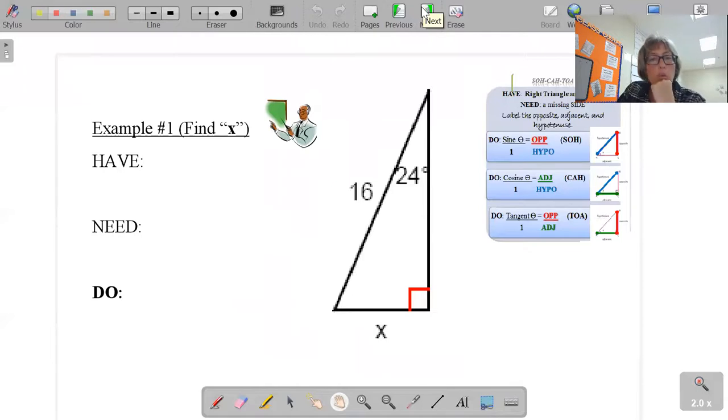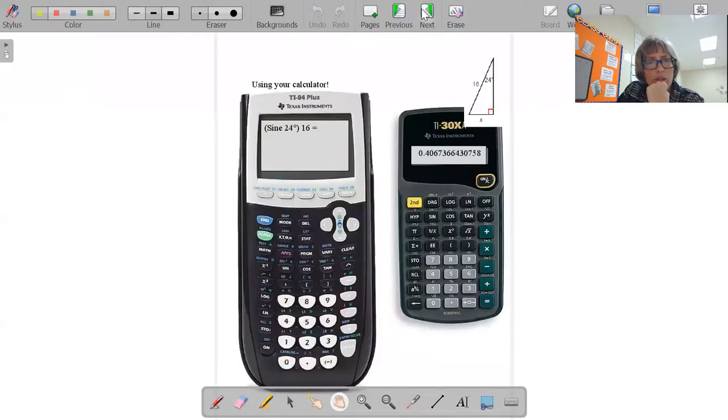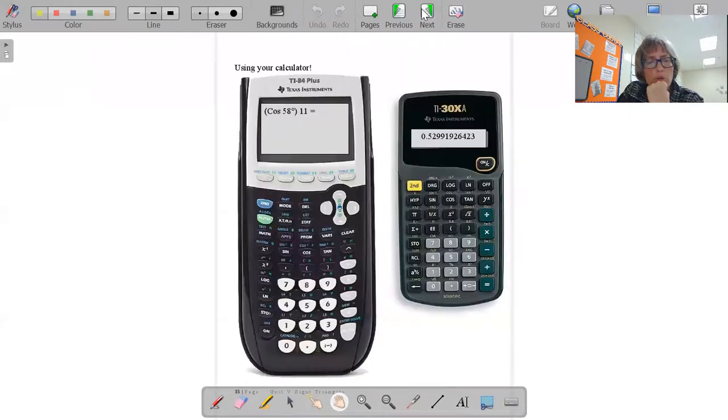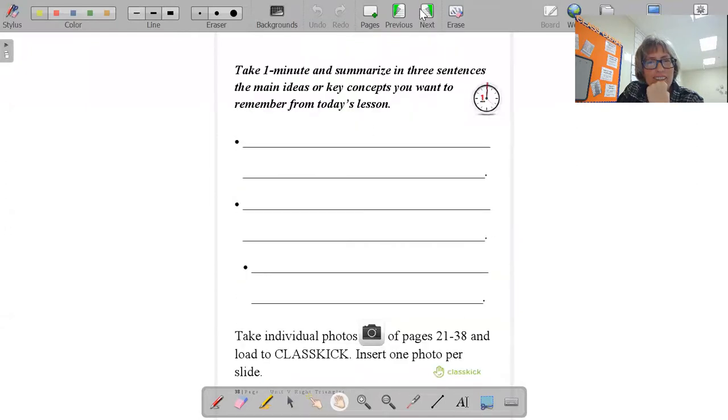So we have done example 1. There it is on your calculator. Example 2 on your calculator. Example 3 on your calculator. I'd like you to summarize what you've learned today in those 3 main bullet points. Take a photo of all the pages, 28 through 30, 21 through 38. Load it to ClassKick. 1 slide per page.